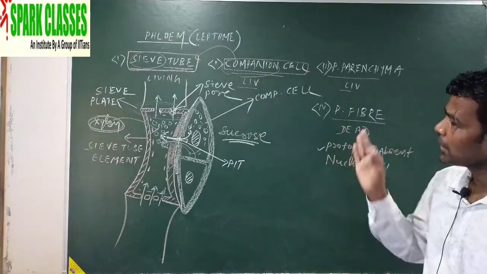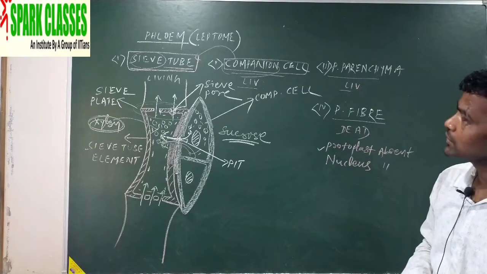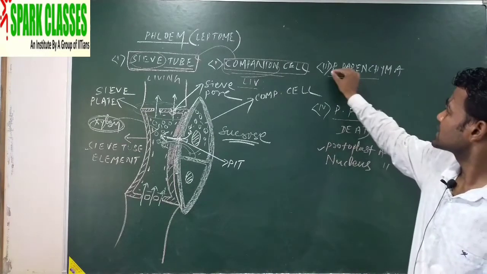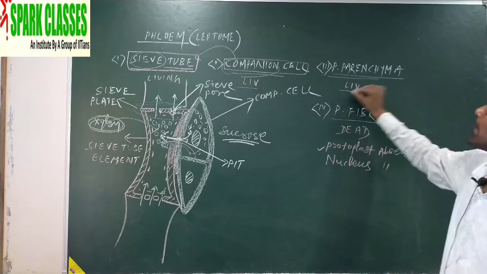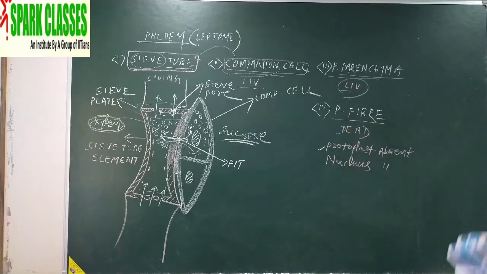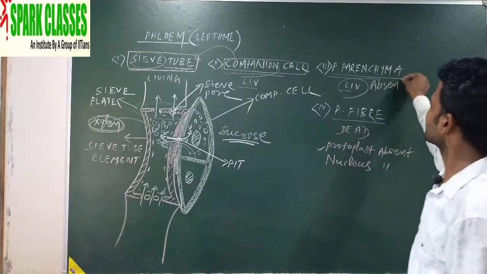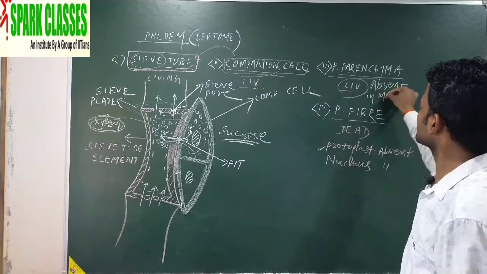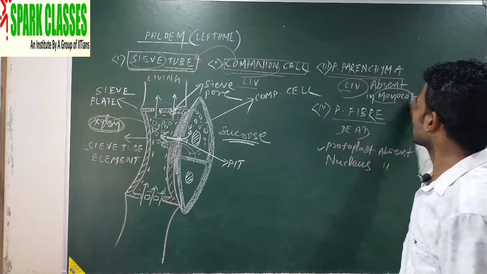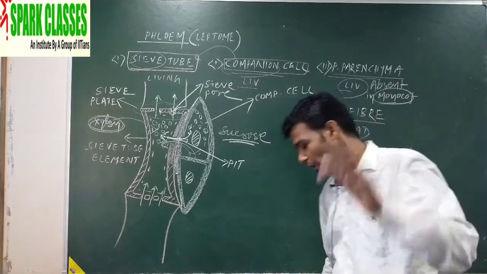Both are living, but the function of sieve tube is controlled by companion cell. Next come to phloem parenchyma. This parenchyma is living, and one important thing about phloem parenchyma, it is absent in monocot. It is only present in dicot. Two things we have discussed.